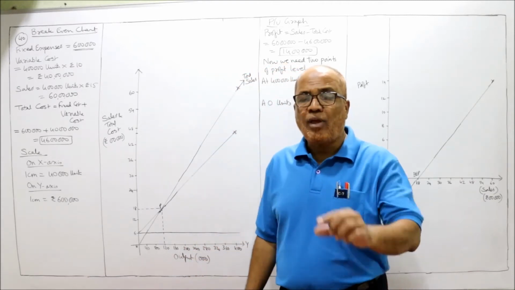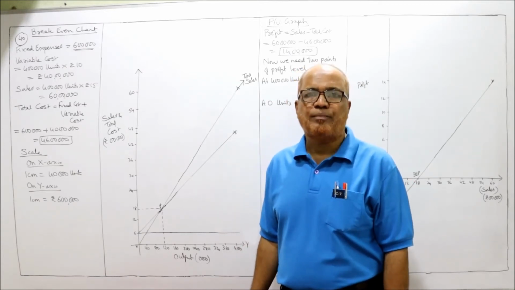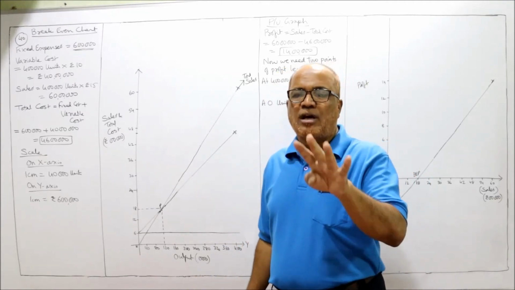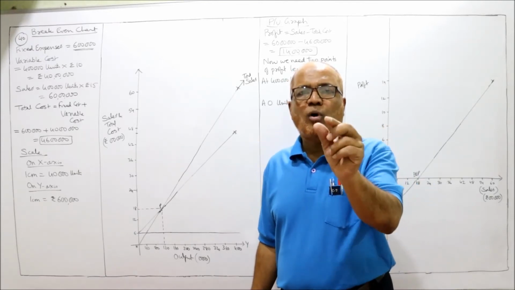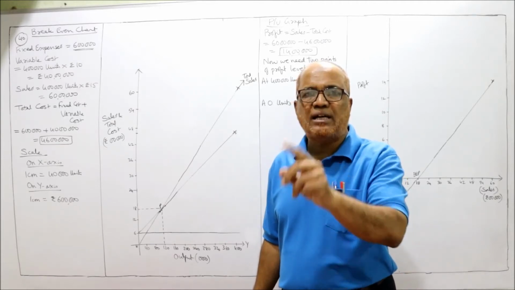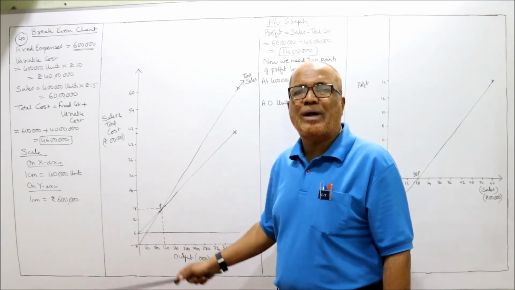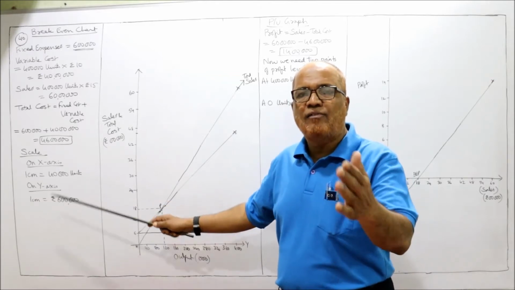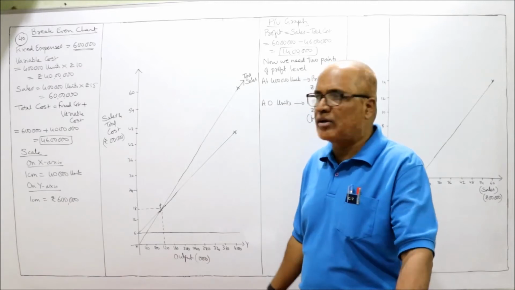So here, on the x-axis, we take the units, the production. In this problem, the units are 4 lakh. Now 4 lakh units, we have to adjust in 10 centimeter. So 4 lakh divided by 10, 40,000. So 1 centimeter will take 40,000 units on the x-axis. So 10 centimeter, 40,000 into 10, 4 lakh. That's what we require.